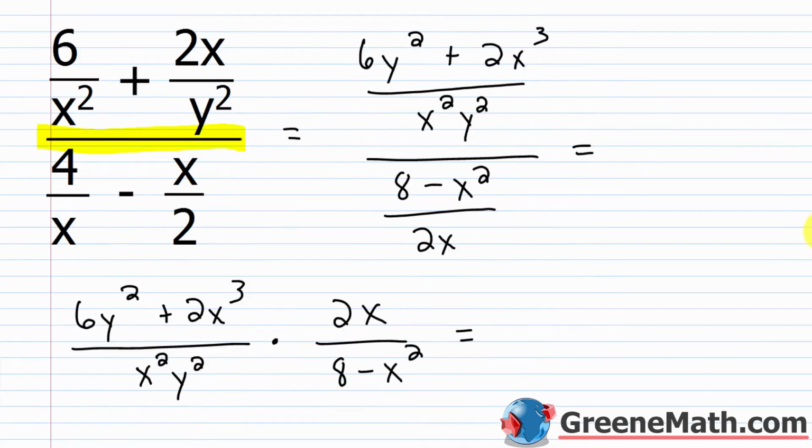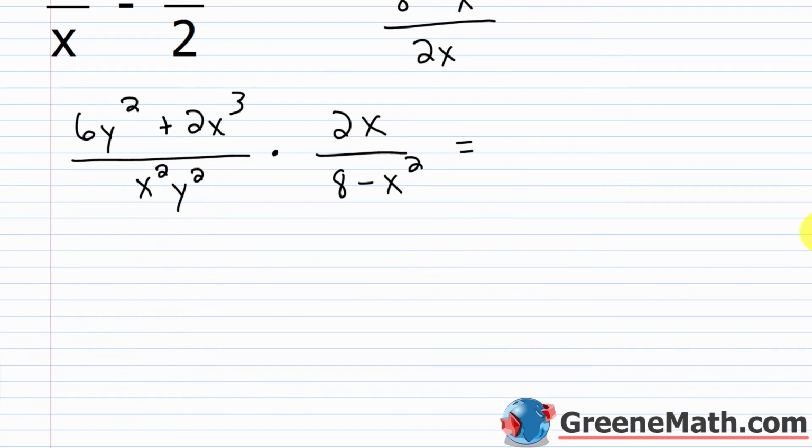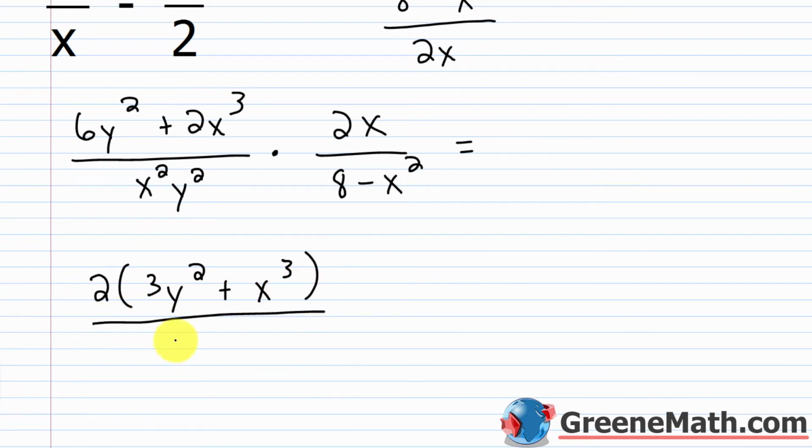Let me scroll down a little bit. If I pulled out a 2 from here, I'd have 3y squared plus x cubed. This is over, again, x squared y squared times 2x over 8 minus x squared. Nothing I can cancel between numerator and denominator here. The only thing I can cancel is one factor of x here with here. Right? This would be x to the first power. That's it. Other than that, I'm pretty much done.